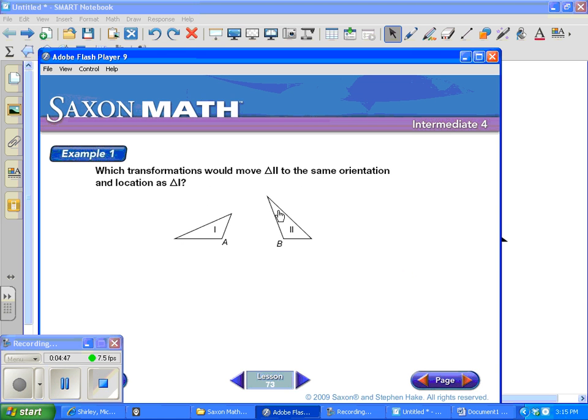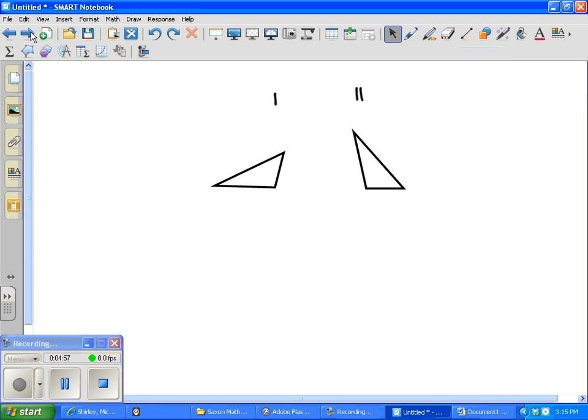Okay, so back to our problem. Which transformations would move triangle 2 to the same orientation as triangle 1? So now let's try it out. I need to try to take triangle 2 and make it match right on top of triangle 1. So the first thing I'm going to do is a turn or a rotation. And let's see if I can get it right on there.